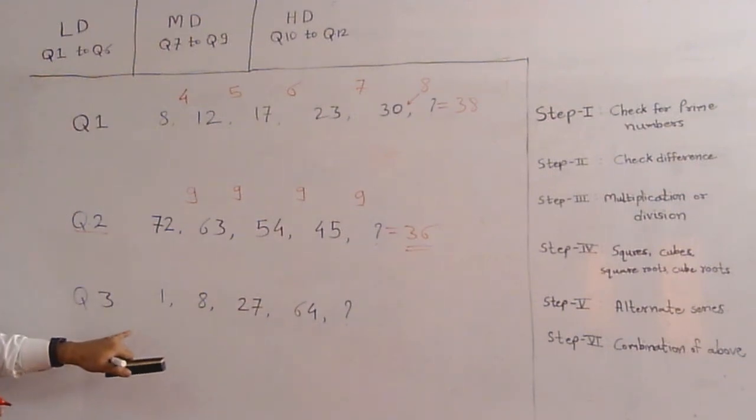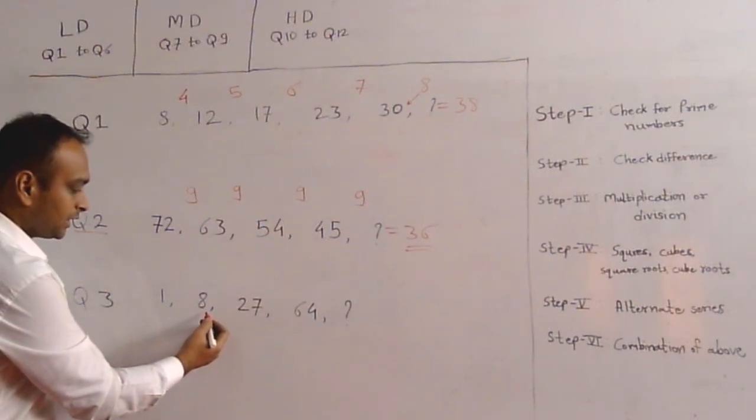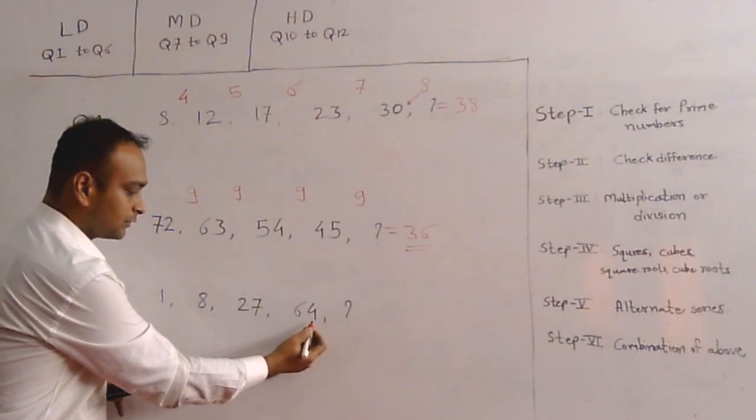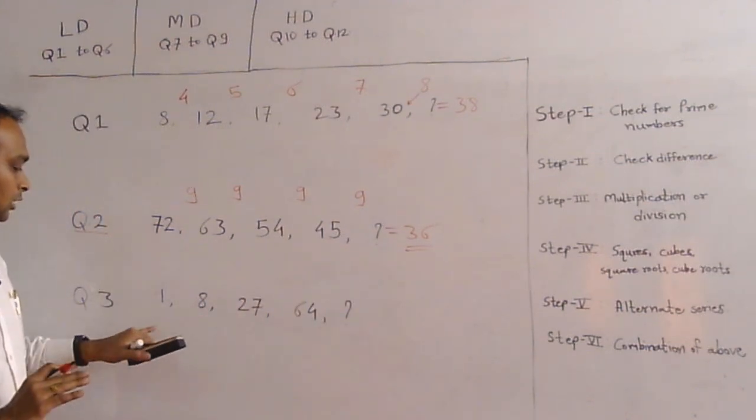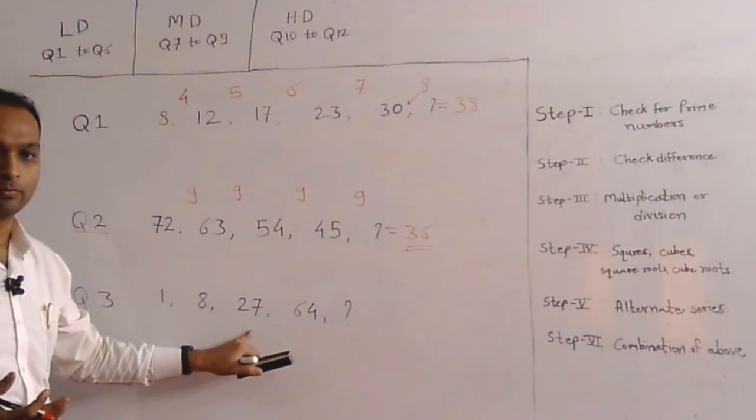Now let's check question number 3. I hope now you will like to solve this. In question 3 we have 1, 8, 27, 64, and then a question mark. Now pause the video here and try to solve this in your rough book.